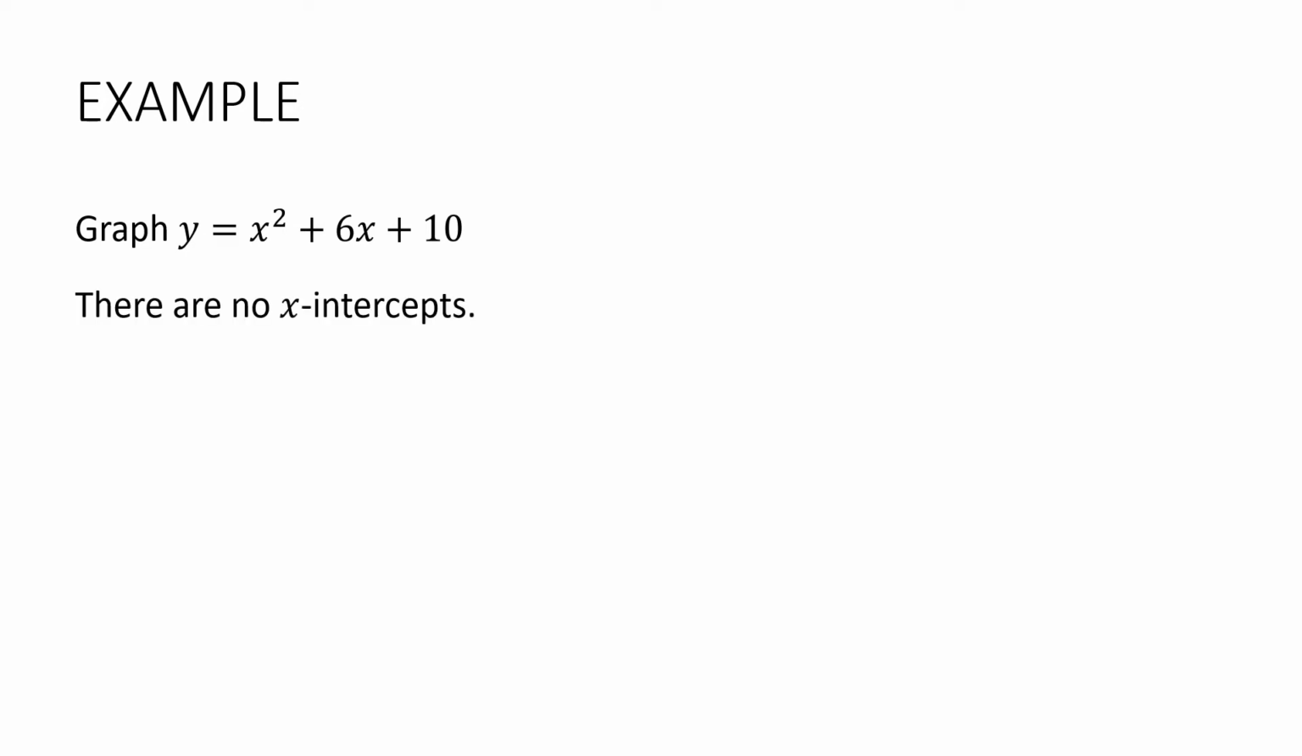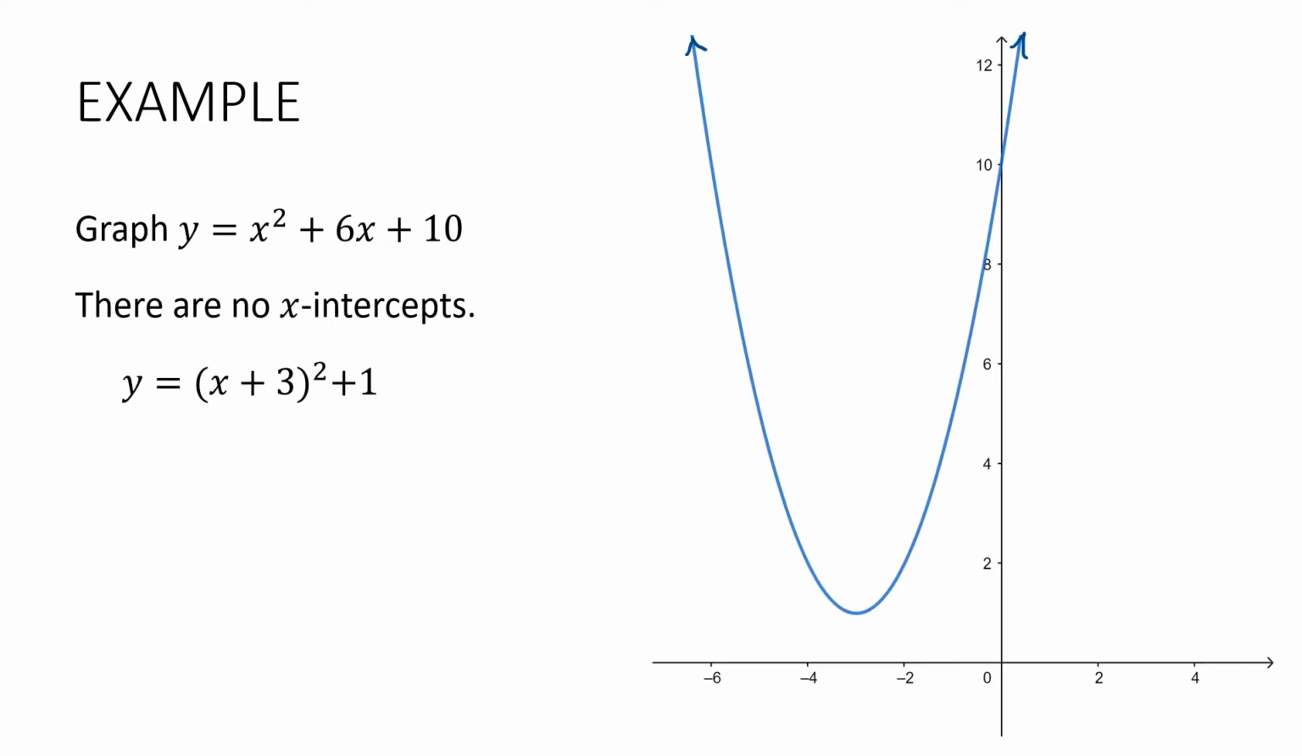So if we went to graph this, we've only got one point. We do know concavity though. We know that it's concave up, but it's still not enough information. So converted into vertex form, we have another point now. We have negative 3, 1.